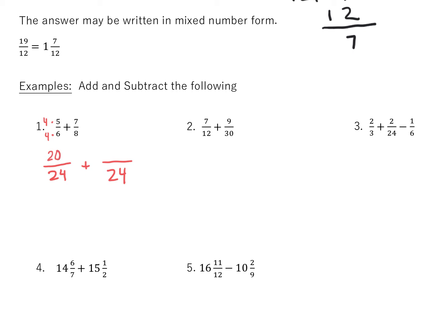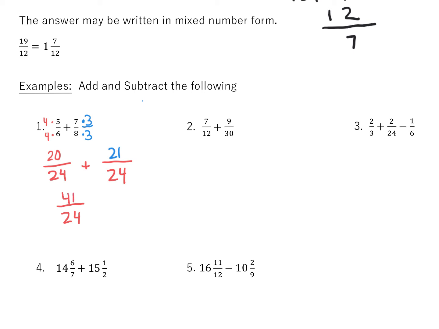Now, let's go over to the 8. What did we do to this 8 in order to get 24? Well, we multiplied him by 3. Whatever you multiply the denominator by, you have to multiply the numerator by. So 7 times 3 is 21. Now we have common denominators. Leave the denominator the same and add the numerator.